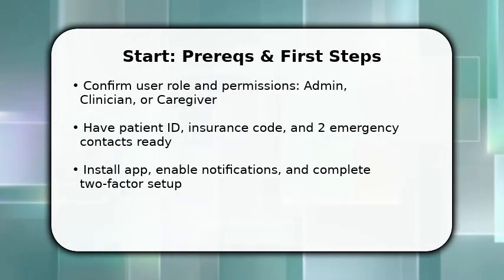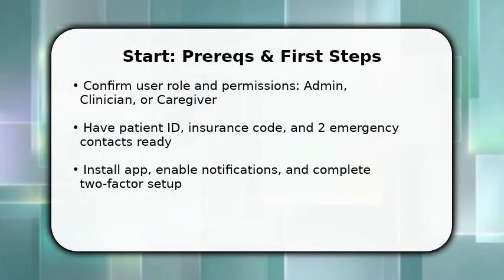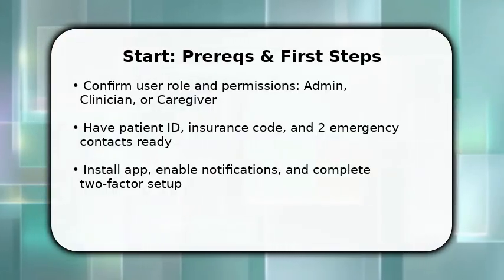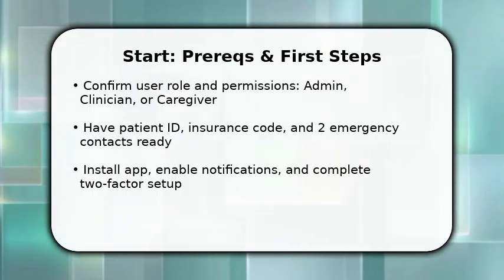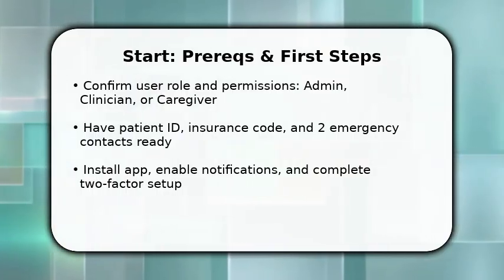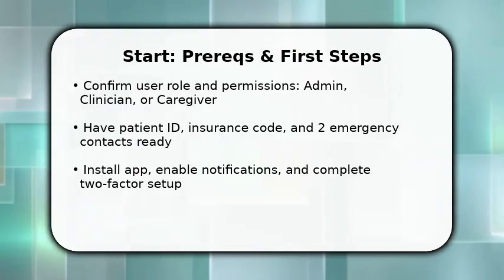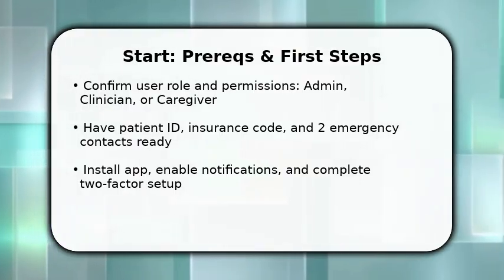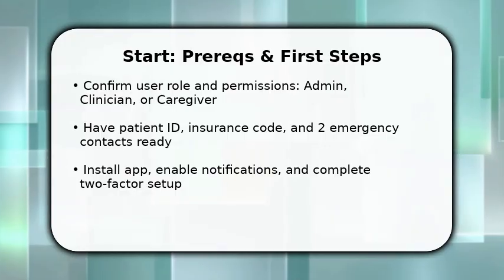You begin by confirming prerequisites. Verify your user role and that you have patient ID, insurance code, and 2 emergency contacts. Once done, install the Access Care Planning app and complete 2-factor authentication so you can access sensitive records securely.